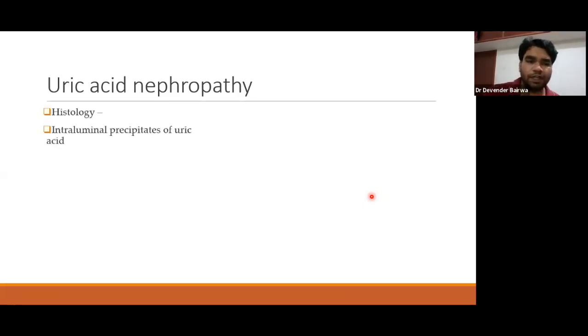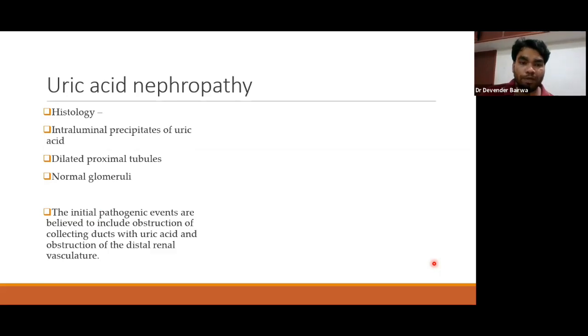Histologically, you will be able to see intraluminal precipitates of uric acid. You can see dilatation of proximal tubules because of collection of these crystals in tubules. Generally, glomeruli are normal and not involved, because uric acid, once filtered through the glomerulus, goes into the tubules and is accumulated there. So initially there will be obstruction of the collecting ducts and tubules because of uric acid crystallization, and subsequently there can be obstruction of the renal vasculature that will lead to acute renal failure.